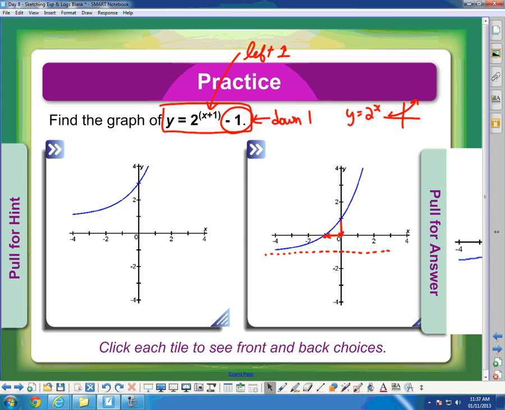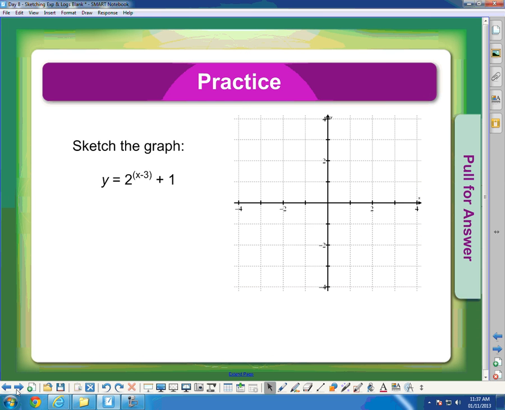Again, the whole idea here is getting us to recognize that how we move exponential functions is exactly how we moved everything else. Inside the function moves left to right, outside the function moves up or down. And so finally, and this is really what I want you to do, and you could write this down if you wanted, let's actually do a practice sketch. So here we have y equals 2 to the x minus 3 plus 1.